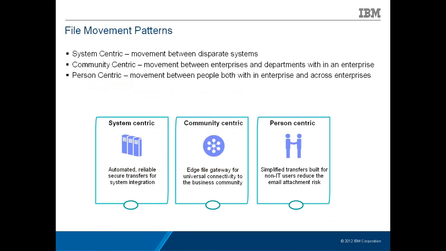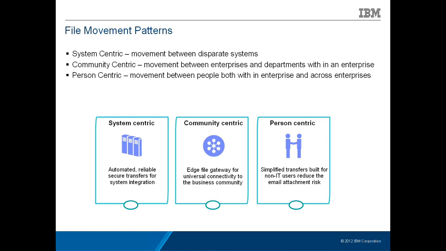One would be system-centric, where data is exchanged between various systems, and it could be file-based, exchanged within the system or across the systems. And the second type of data exchange which we have seen is community-centric, where you would have various communities, both within the enterprise and across enterprises. It could be partner communities, it could be various departments within an enterprise. You would want to exchange a lot of information.